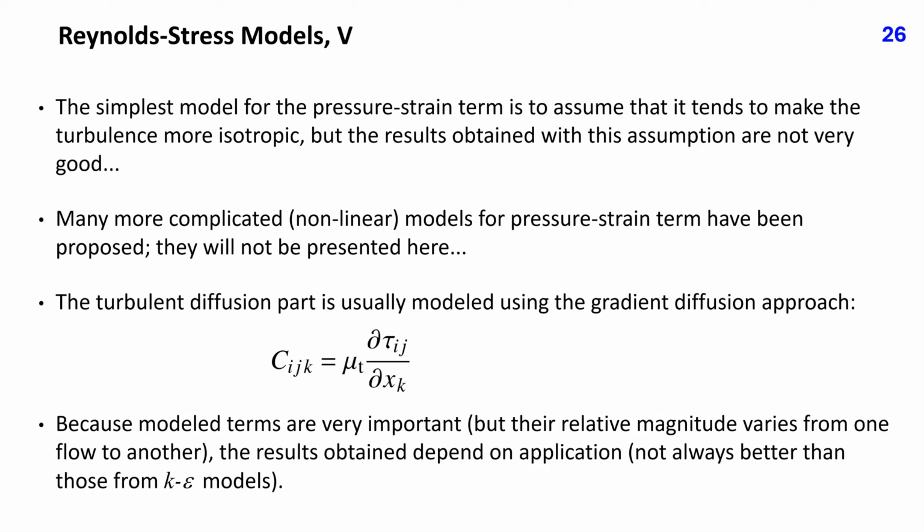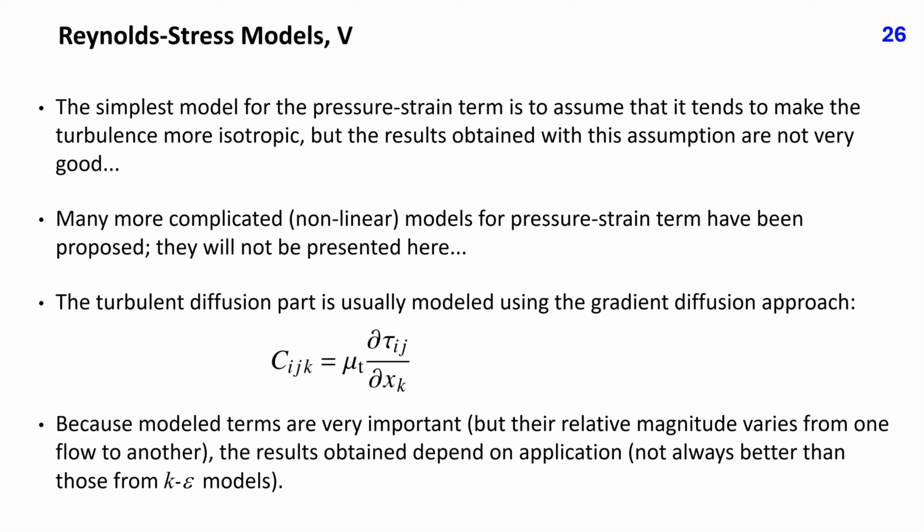The simplest model for the pressure strain term is to assume that it tends to make the turbulence more isotropic, but the results obtained with this assumption are not very good. Many more complicated nonlinear models for the pressure strain term have been proposed. They will not be presented here.